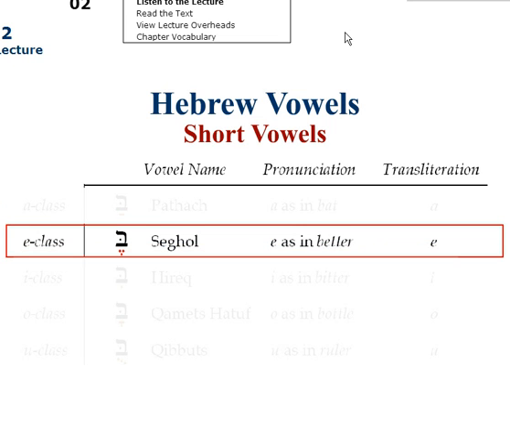The next short vowel is the E-class vowel, segol. The sound of the segol is e.